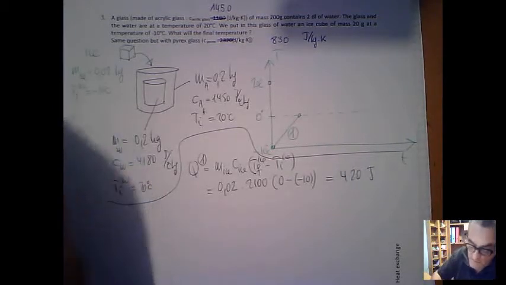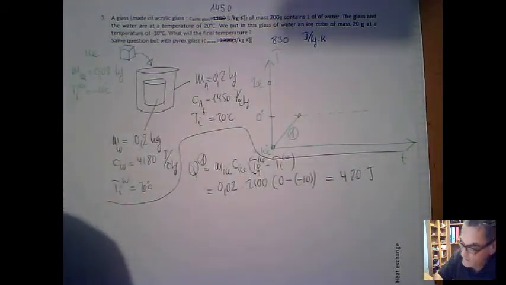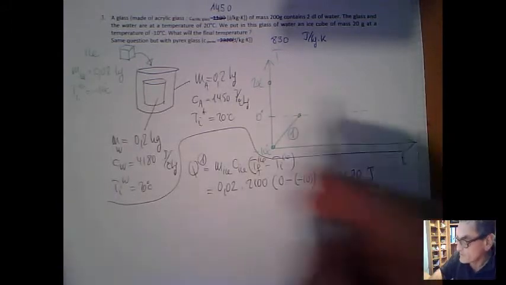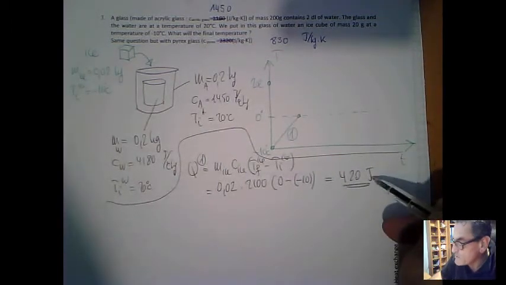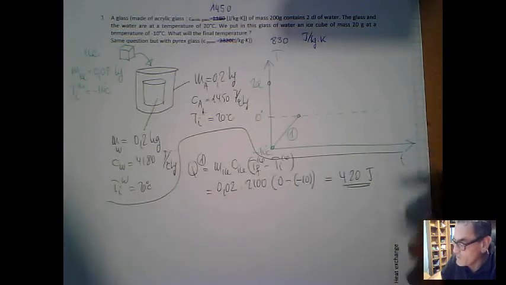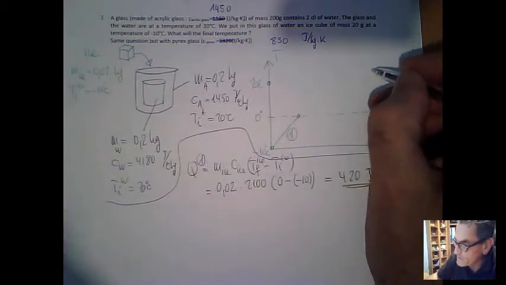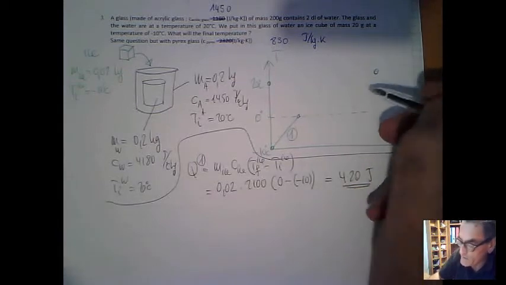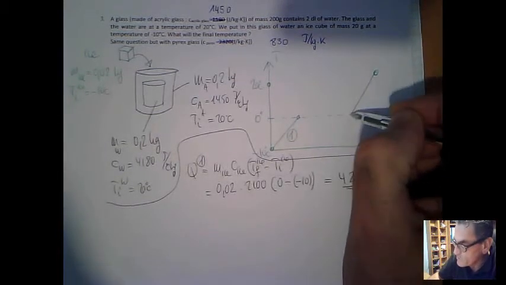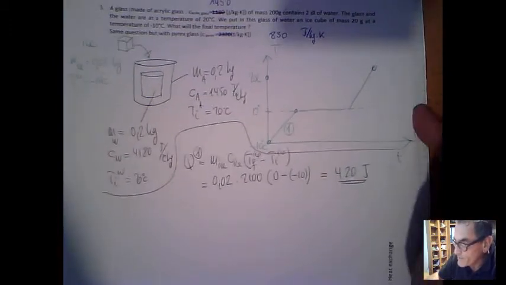Do you believe that? Yeah, I guess. 2100 times 10 times 0.02. Yeah, 420. That's the quantity of energy which is needed to warm up the ice. And now we have other substances. We have the water, which is on the other side. The water is at 20 degrees, and the water is going to cool down until where?